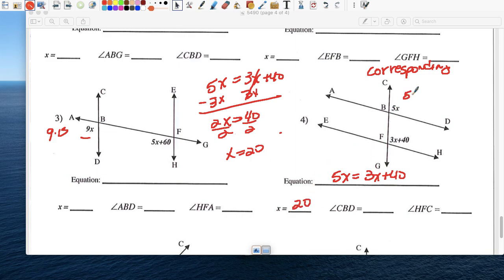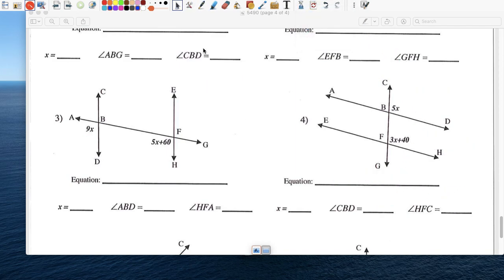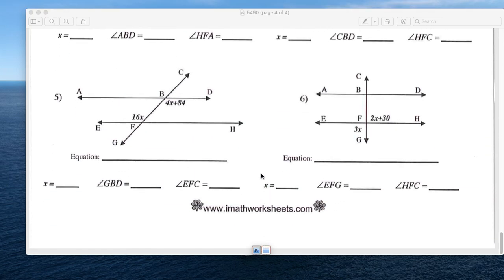Let's come here and substitute. 5 times 20 equals 100. And over here, 3 times 20 plus 40, does that equal 100? 3 times 20 is 60 plus 40. And they're both 100 because, like we said earlier, they're corresponding, so they needed to be the same measurement. All right, and then we have more. Yeah, two more.